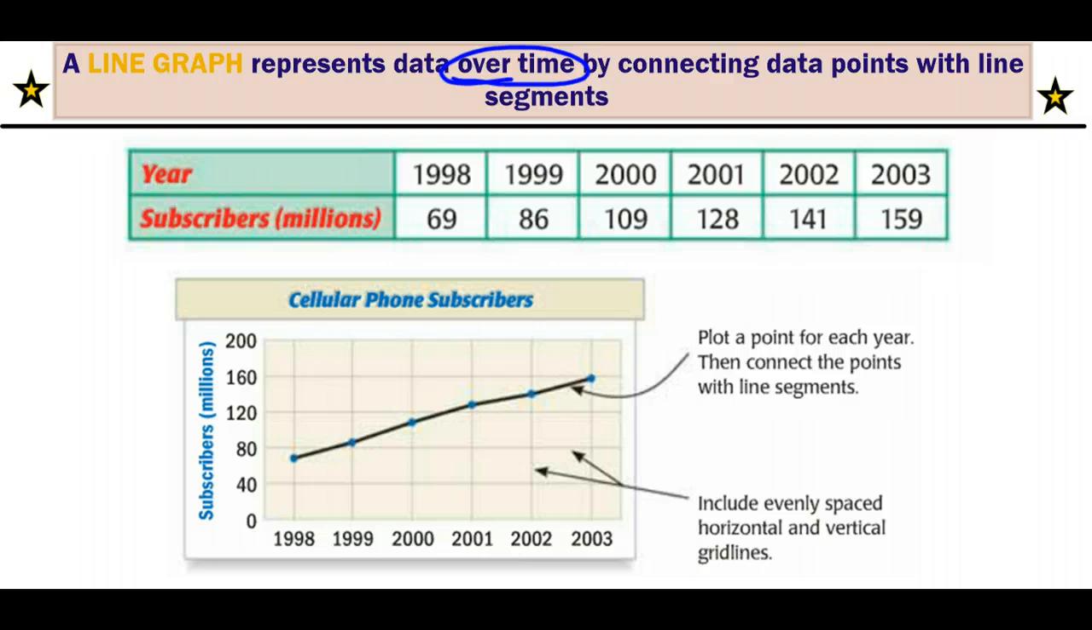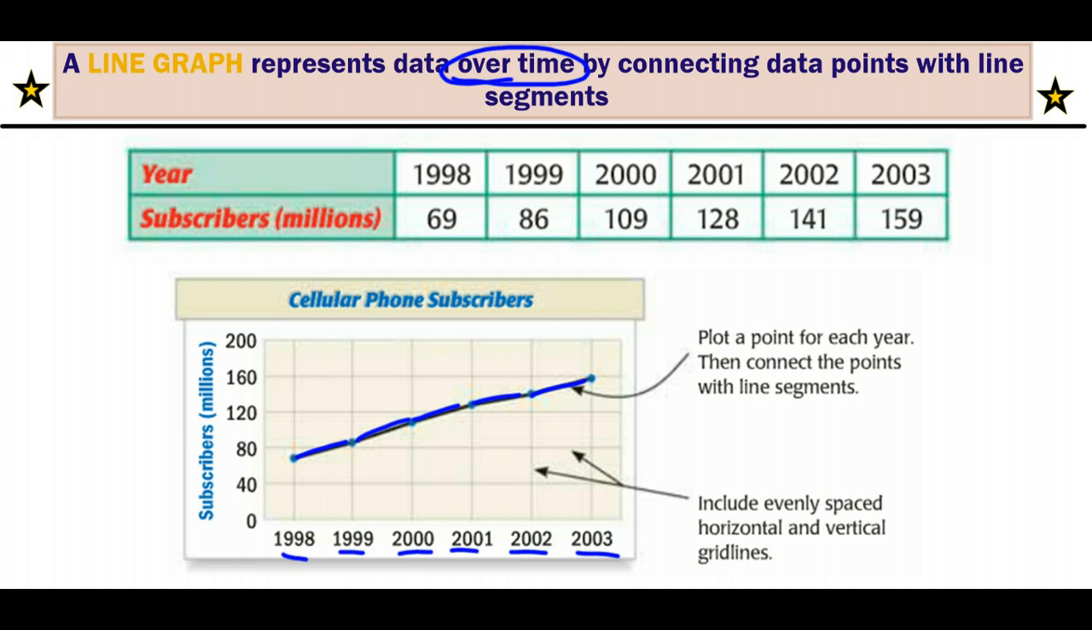So this table shows the number of subscribers to cell phones in millions from 1998 to 2003. And because we're tracking over time from 98, 99, 2000, 2001, 2002, 2003, it makes sense for us to use a line graph, because then we can see the trend of subscribers in a line. So a few important things about a line graph.